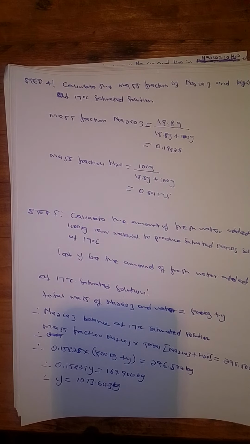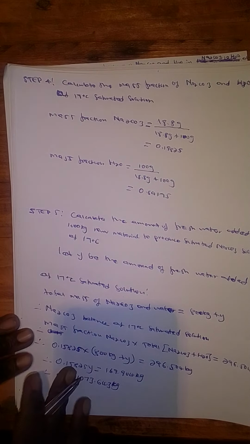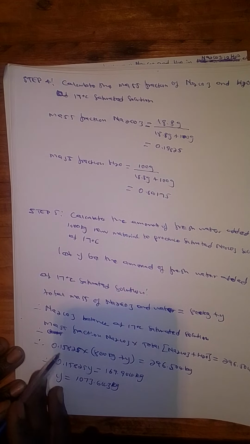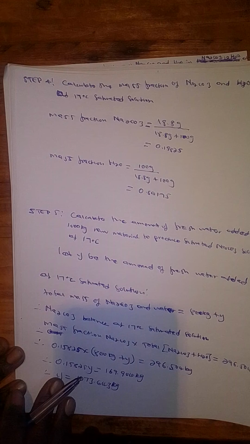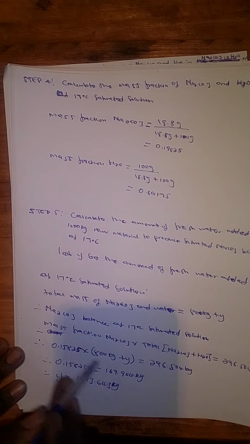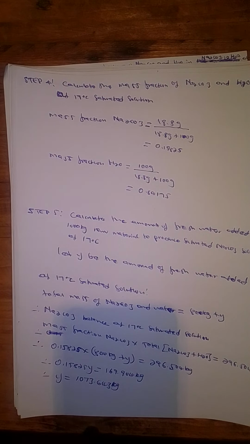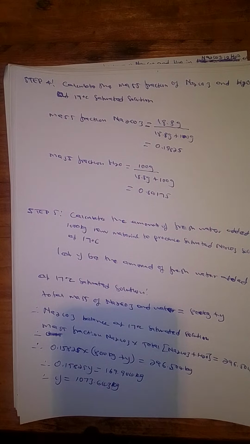I don't think there's anything that is really confusing here, especially if you look at it from here. It is just the Na2CO3 balance, and we know that this total 800 kilograms and y, you multiply it by the mass fraction of the Na2CO3, and that equals 296.504 kilograms.